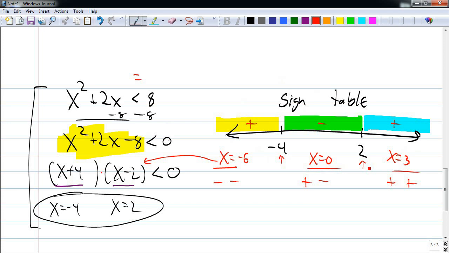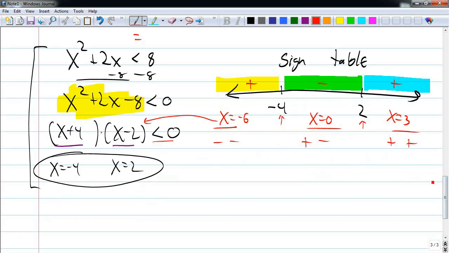So having made this map, I can now answer this question. When is this expression less than 0? AKA, when is it negative? Well, for all x's from -4 to 2. Now, because this is strictly less than 0, I can't include -4 and 2 in my answer because we are 0 there, so I use parentheses.